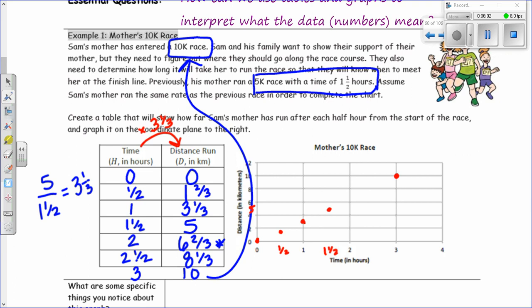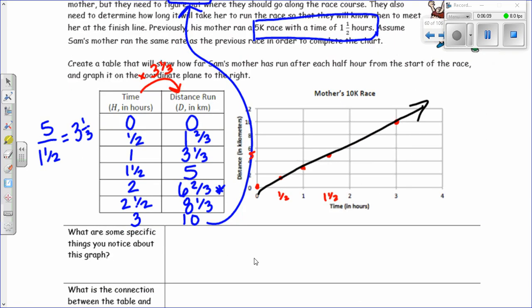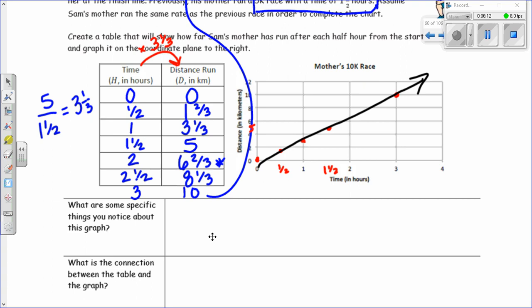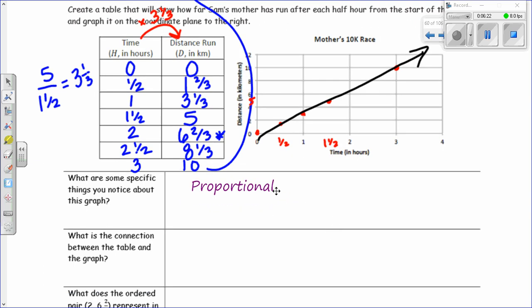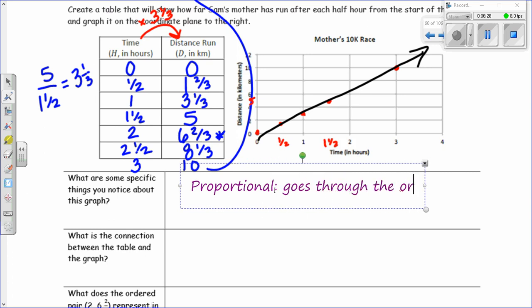And then if you look at your first question, your workbook, sorry, I didn't really go through those nicely. What are some specific things you notice? You should notice that it's proportional, and goes through the origin, and is a straight line.